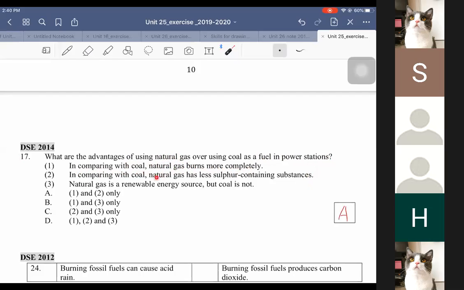And also, natural gas is mainly methane. So it's a very small molecule, so it can burn more completely. So the statement 1 is correct. And then statement 2. In comparing with coal, natural gas has less sulfur-containing substance. Yes, that's true. So mainly methane and some other hydrocarbons. And 3, natural gas is a renewable energy source, but coal is not. Both of them are non-renewable energy source. It requires a long time to form. Okay, so the correct answer should be A. Only the first and second statements are correct.